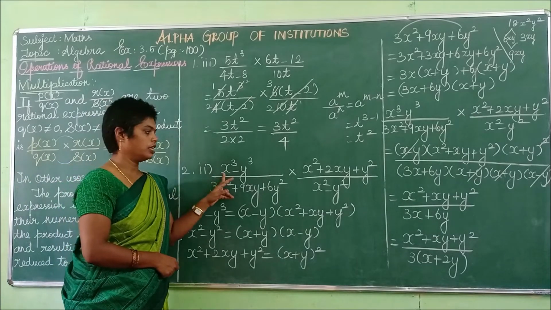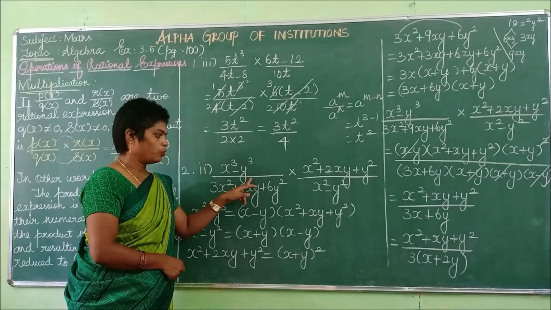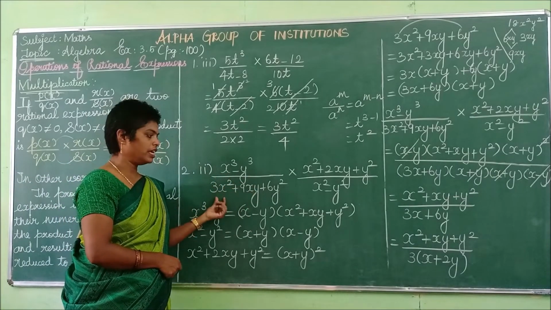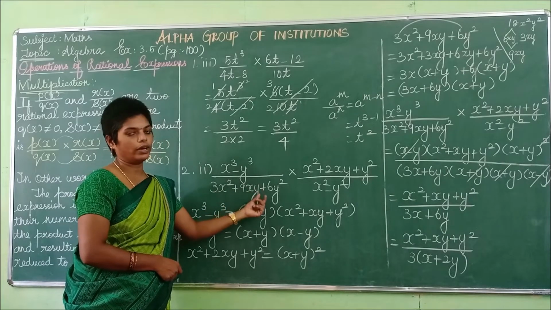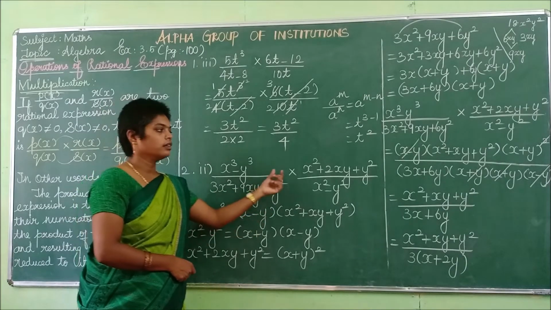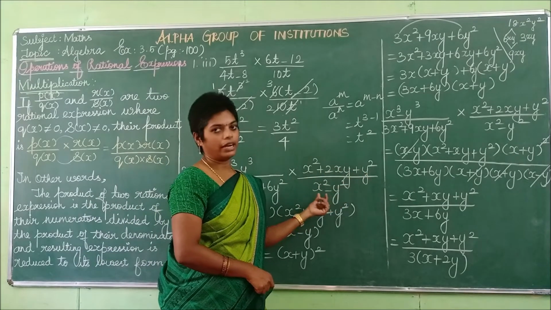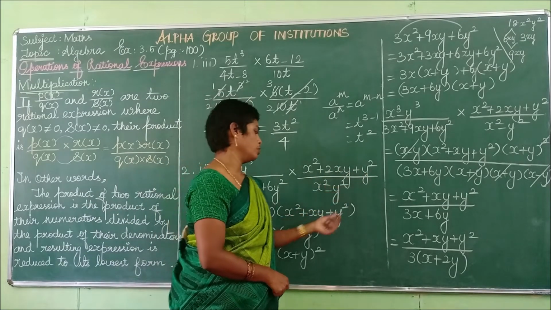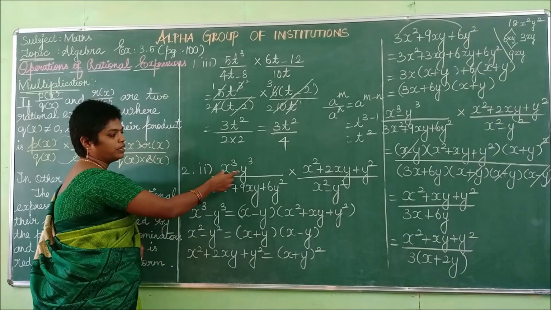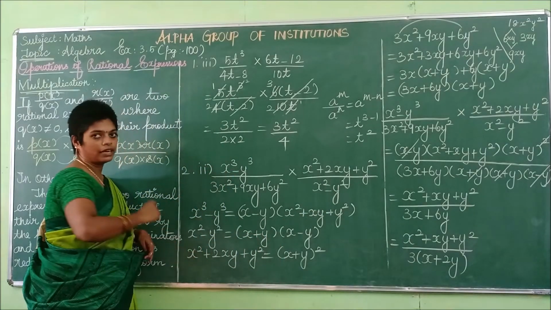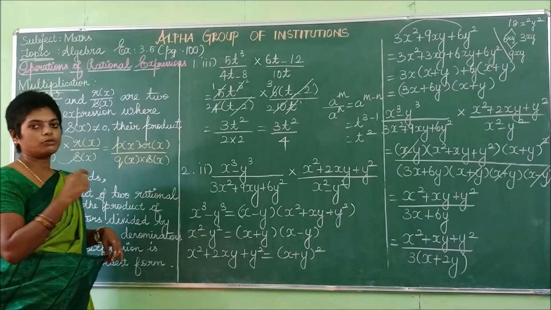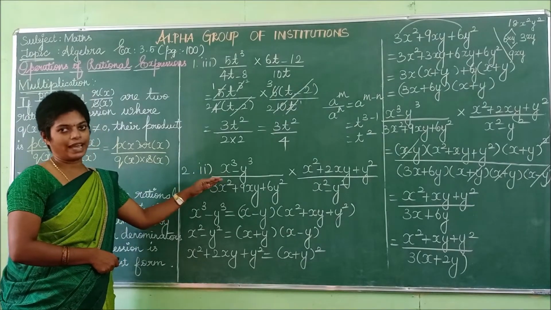So what is this question? X cube minus y cube, whole divided by 3x square plus 9xy plus 6y square, into x square plus 2xy plus y square divided by x square minus y square. Listen once again. First you take separate terms and write the factors. Afterwards use these values for cancellation.